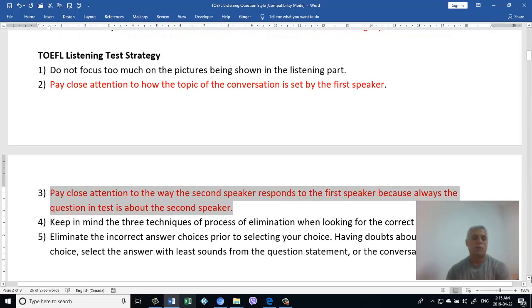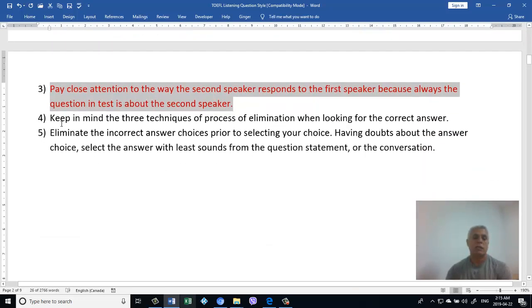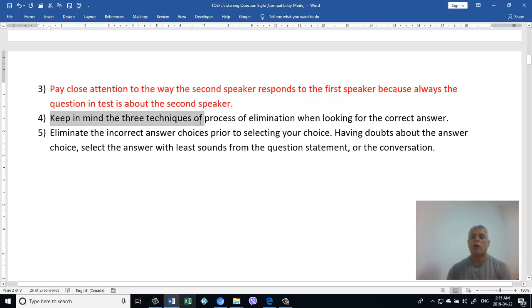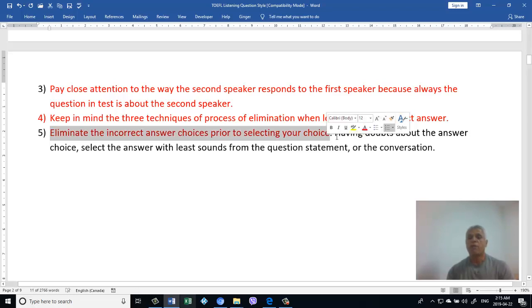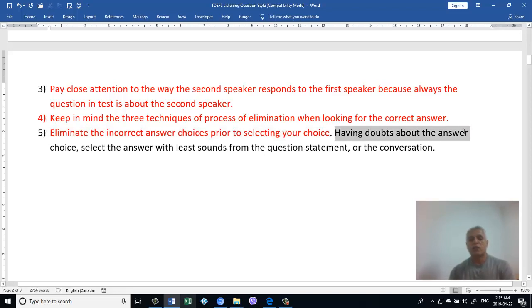Number four, keep in mind the 3 techniques of process of elimination when looking for the correct answer. Number 5, eliminate the incorrect answer choices prior to selecting your choice. Having doubts about the answer choice, select the answer with least sounds from the question statement or the conversation.